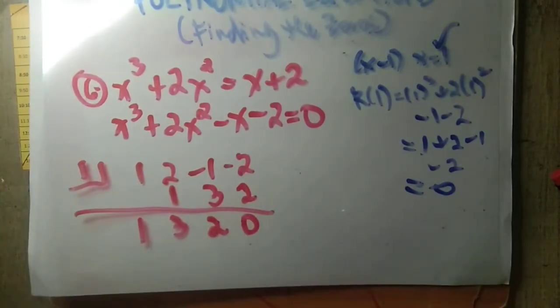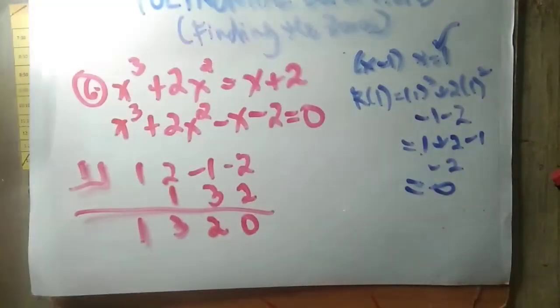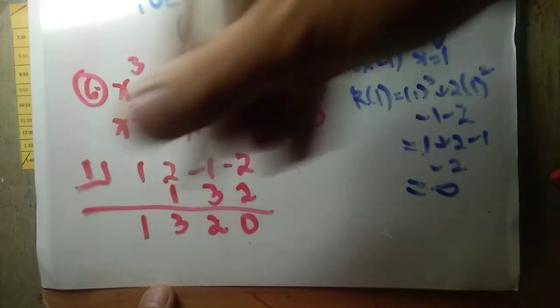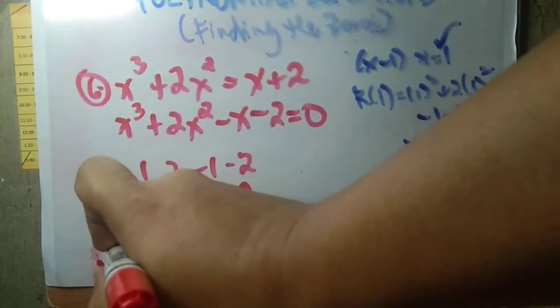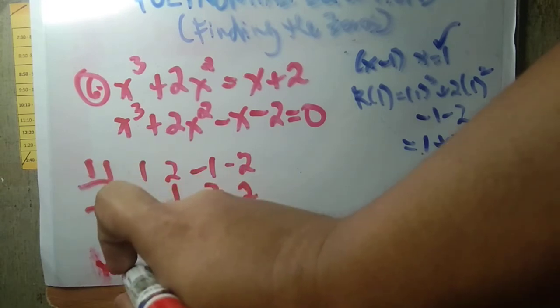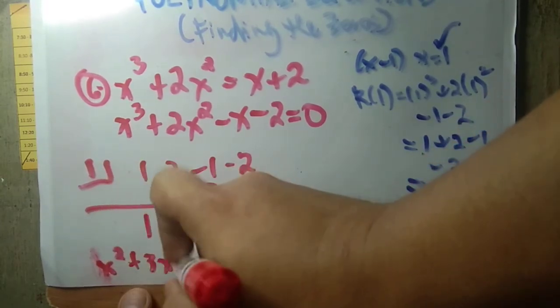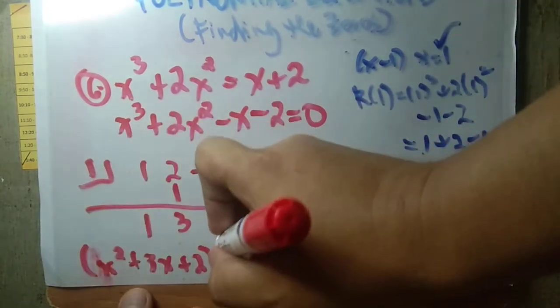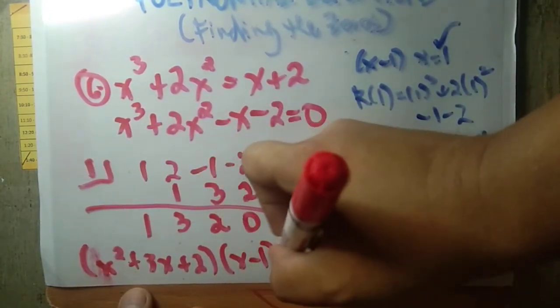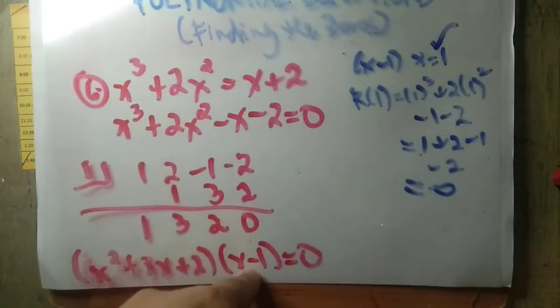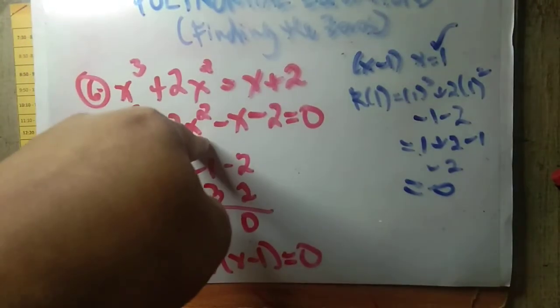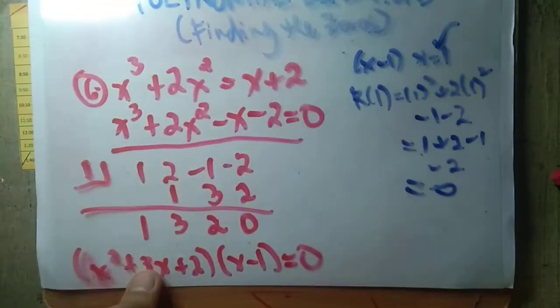Yan yun. Okay, yan. So, ibig sabihin, one of the factors of this polynomial would be x minus 1. And when you take this out, magiging ganito siya. So, from here, that would be x squared plus 3x plus 2 times the quantity x minus 1 is equal to 0. Bakit ko dinagdag yung x minus 1 na yan? Ibig nang sabihin nito, ito na yung isa sa mga factors nitong polynomial na to.